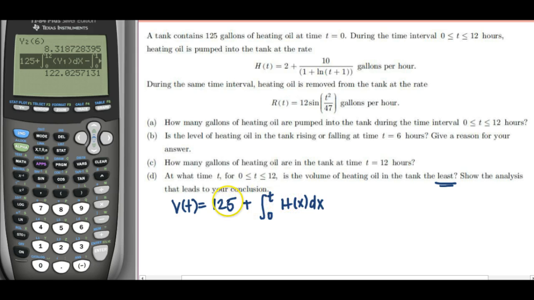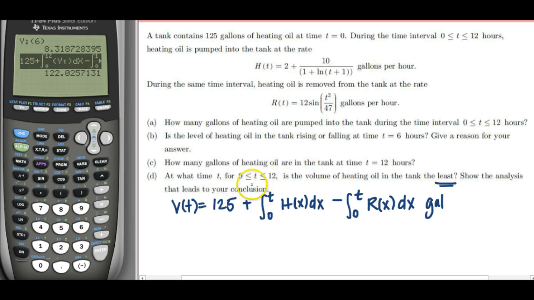So let's stop and think about this. It's what we had to begin with plus how much is going in between 0 and t minus how much is going out between 0 and t. So we'll have to say that that is now r of x dx. So this function v is now representative of the total amount of heating oil in the tank at any time t. So the units of this function are in gallons. And in order to find the minimum, we're going to need to check the endpoints and the critical points.